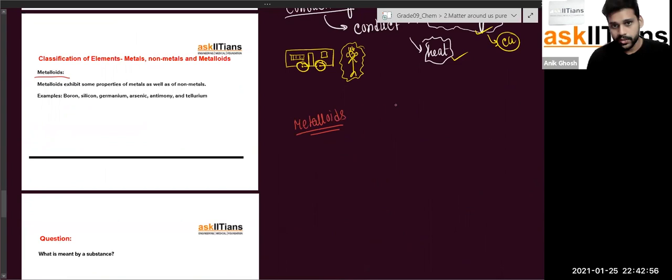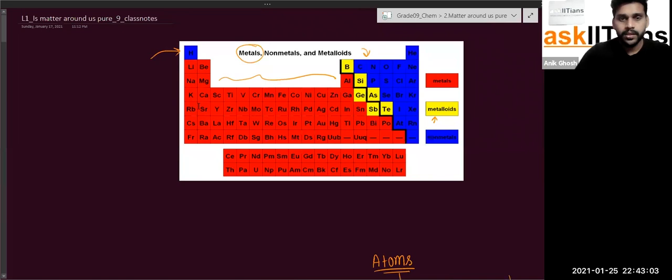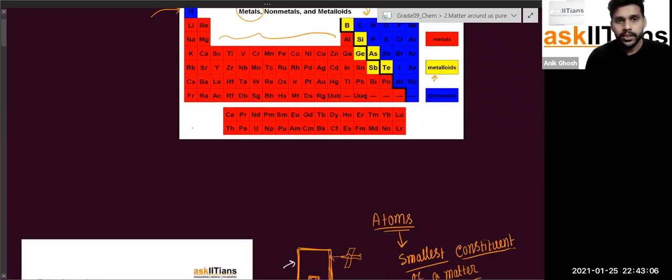If we think about the periodic table again, if you go back to the periodic table, you'd be able to see here the red ones, they are metals. The blue ones over here, they are non-metals. But the yellow in between them, they are the metalloids. Fine. So the metalloids are in between them, so they share both the properties.